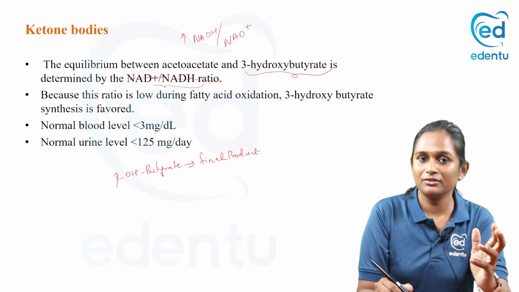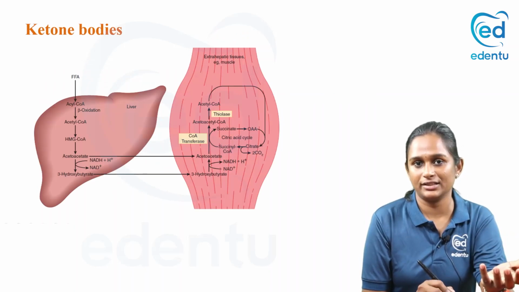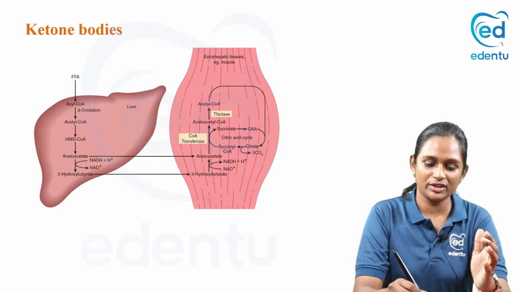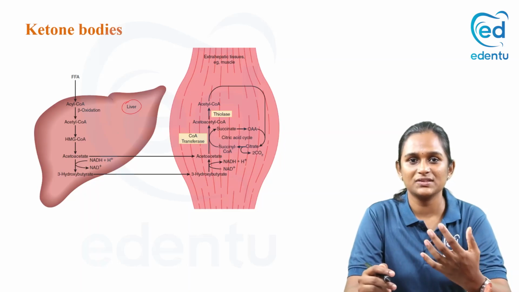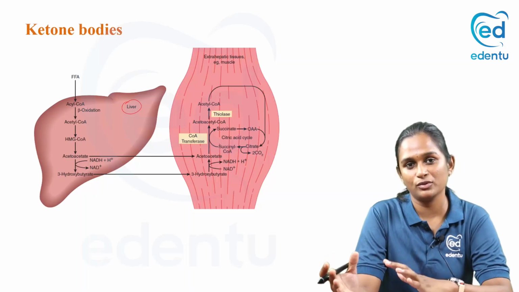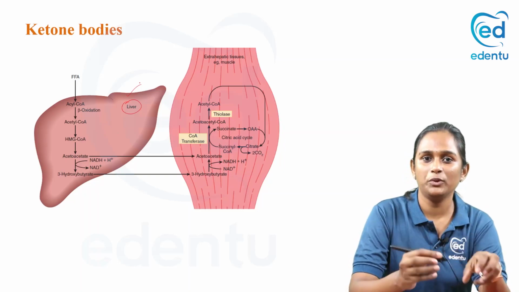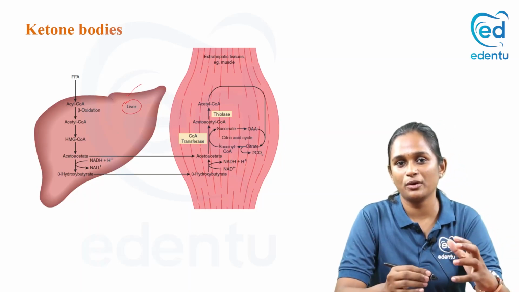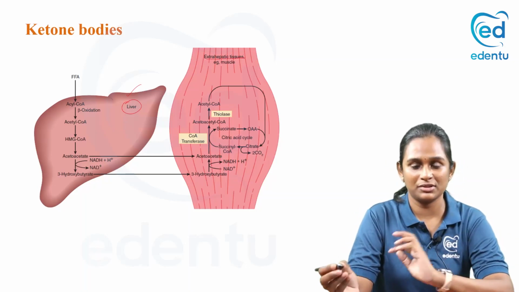The normal blood level will be less than 3 mg per deciliter and the urine level will be less than 125 mg per deciliter. So what is the fate of these ketone bodies? The ketone bodies generated in the liver will move on to the extrahepatic tissues like skeletal muscle, cardiac muscle, brain, and renal cortex, where they are an alternate source of fuel. So ketogenesis in the liver will transport the ketone bodies to the tissues where required, for example skeletal muscle or cardiac muscle.